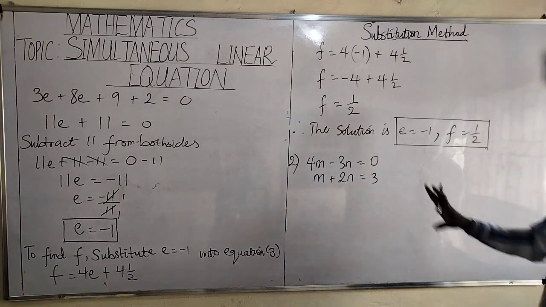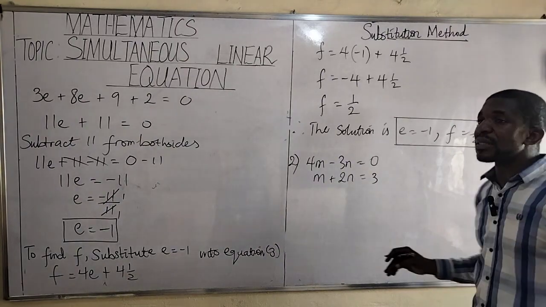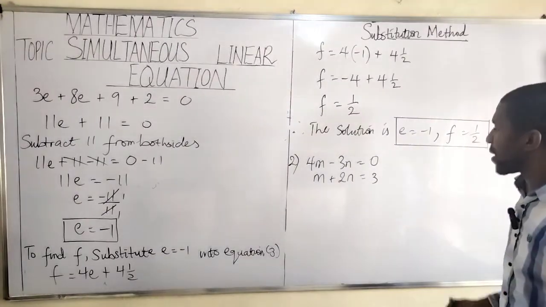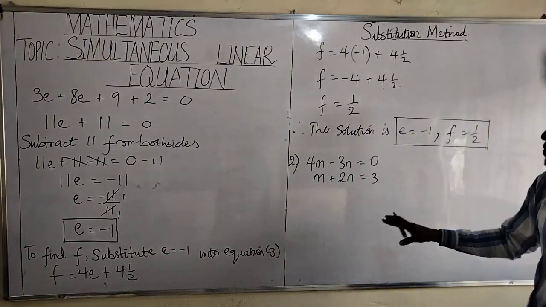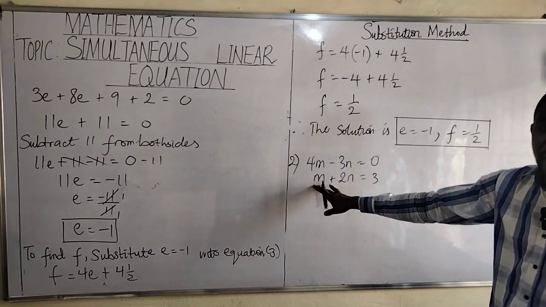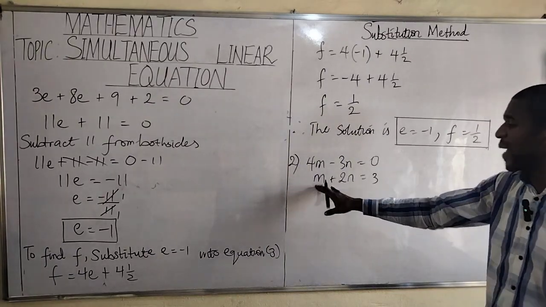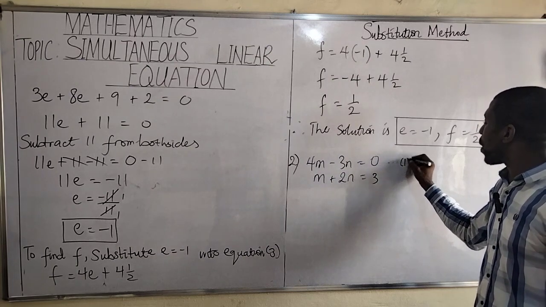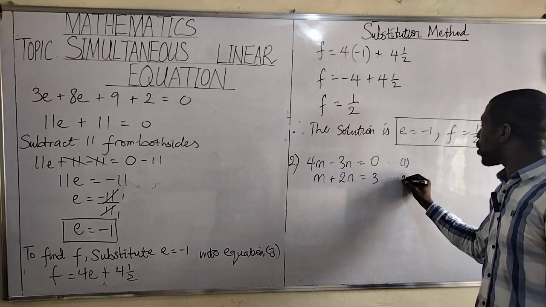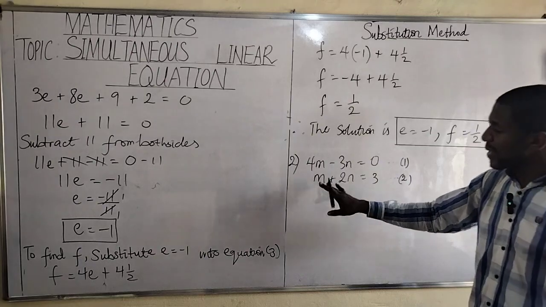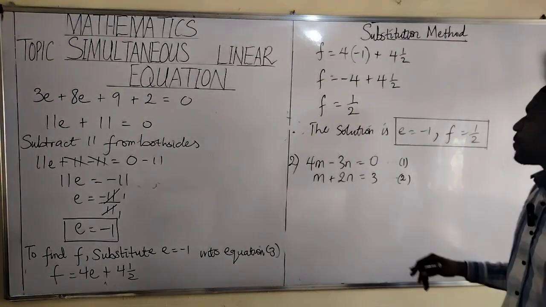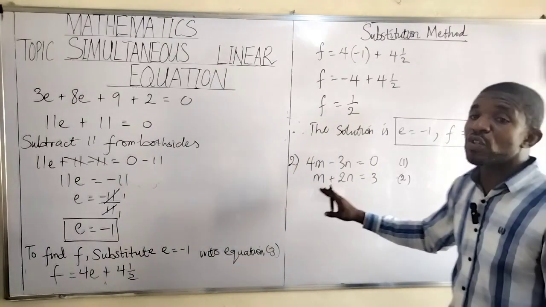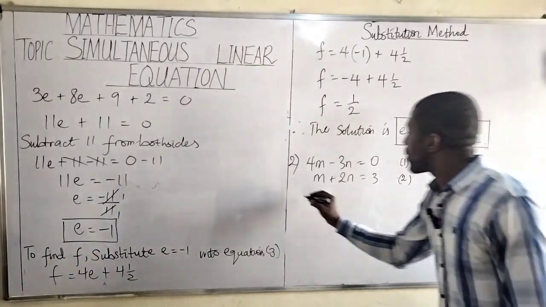Remember to scan through and see the variable that is having positive 1 or negative 1 as its coefficient. So I have scanned through, I have seen that m is having positive 1 as its coefficient. So I'm going to make m the subject. So this will now be my equation 1 and this will now be my equation 2. Where I observe that I have positive 1 as my coefficient is in equation 2. So I'm going to make m the subject.